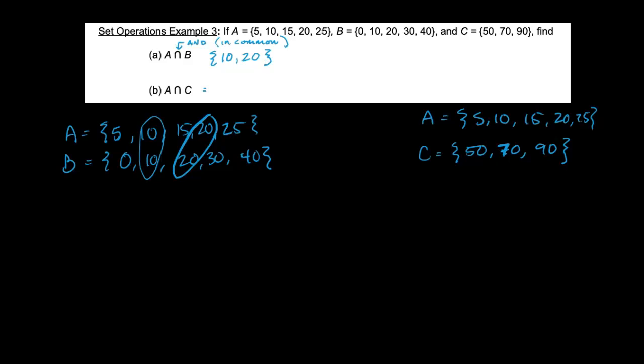Now to find the intersection between A and C, I do the same thing. With these, I don't notice any elements that they have in common. If there's nothing that they have in common, you need to just write the empty set. You can use the empty set symbol, which looks like this, or you can write a curly bracket with nothing inside of it to show that they have nothing in common.